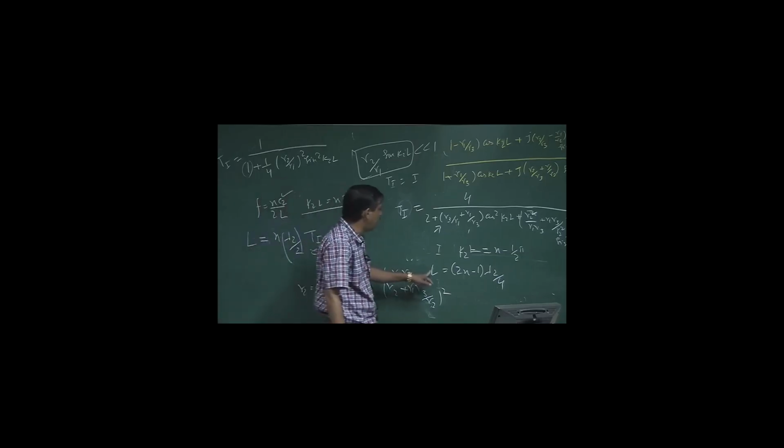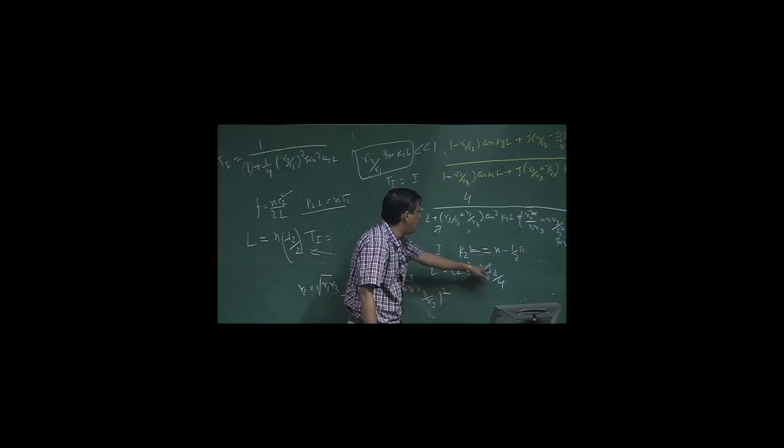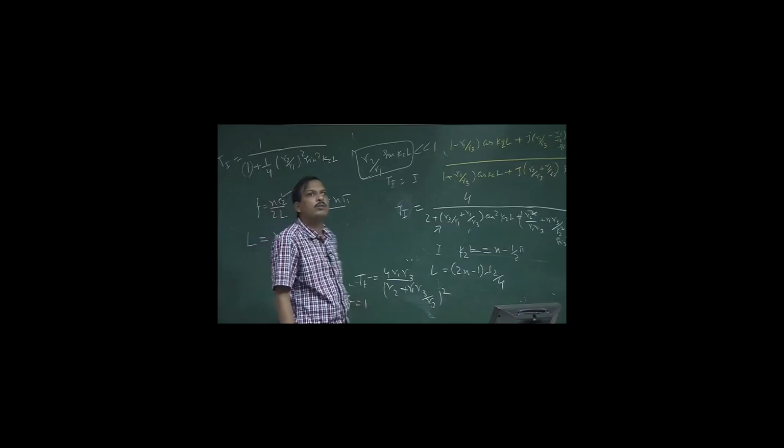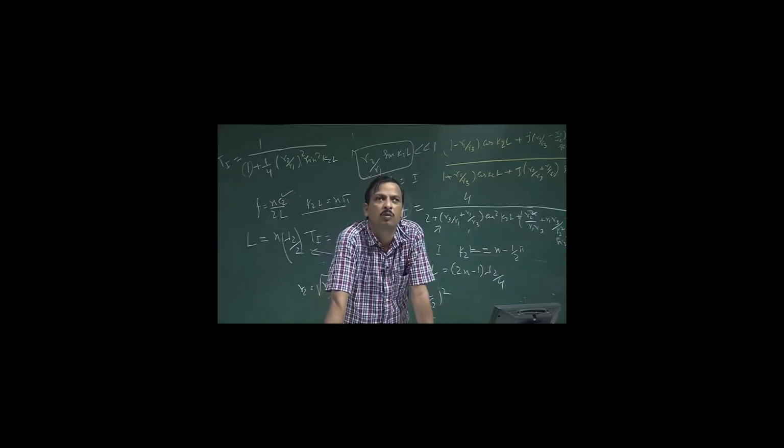The transmission coefficient will be 1 if the characteristic impedance of the intermediate medium is the geometric mean of the two separate media. Also, for those frequencies for which L is equal to (2n minus 1) times lambda by 4, that is wavelength divided by 4, and R2 is the geometric mean of R1 and R3, then the transmission coefficient will be 1.